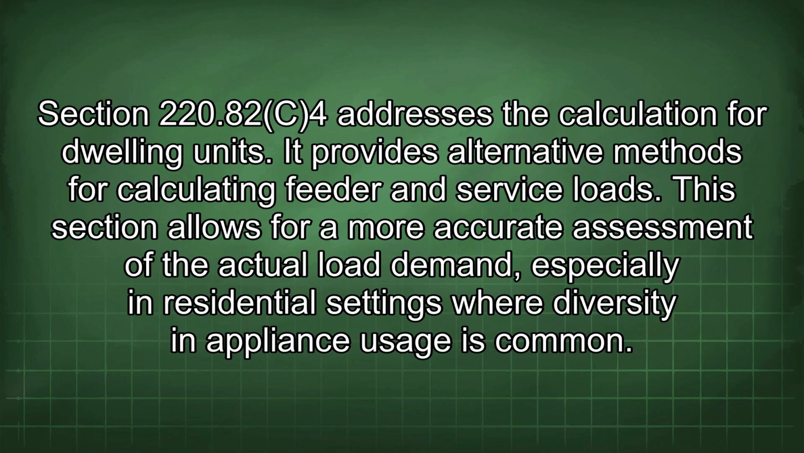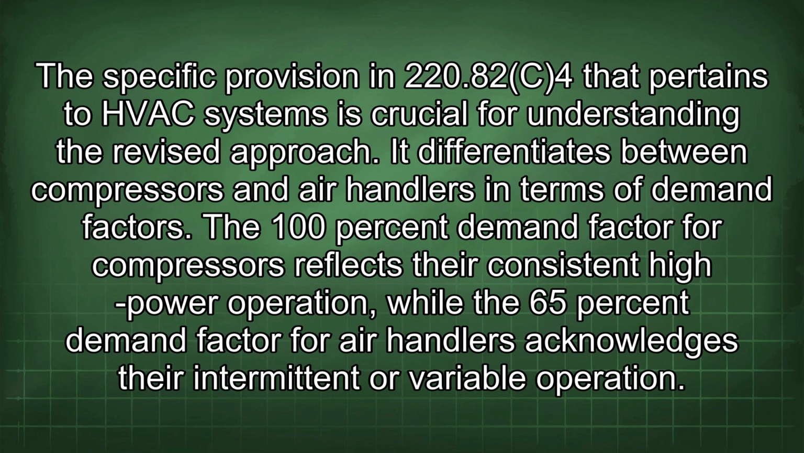Section 220.82(C)(4) addresses the calculation for dwelling units. It provides alternative methods for calculating feeder and service loads. This section allows for a more accurate assessment of the actual load demand, especially in residential settings where diversity in appliance usage is common.